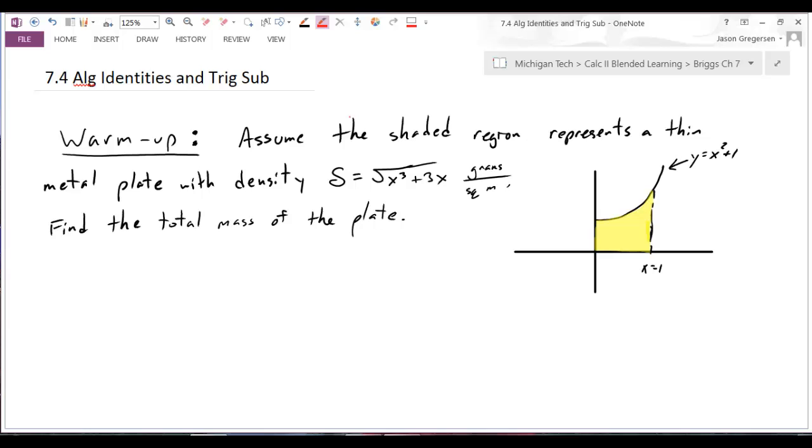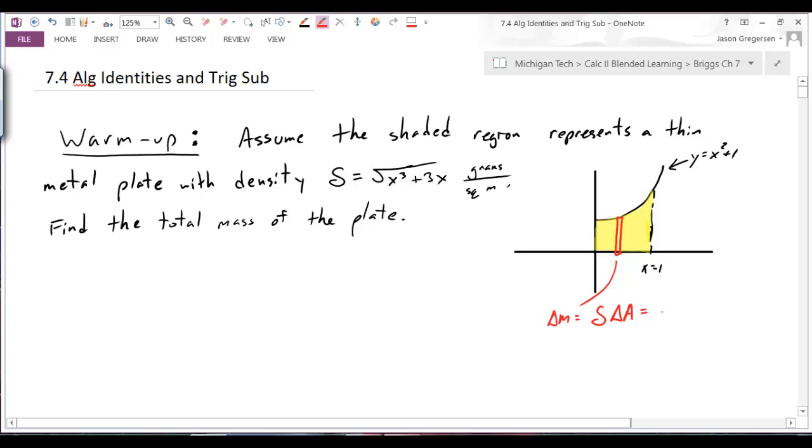So what I have to do is look at a thin slice. If I look at one little piece here, and I cut that slice thin enough, the density is constant in that little slice. So if I just try to find the mass of just the slice, because it's thin and the density is constant there, it really is just density times area. It's just my density times the area of that slice.